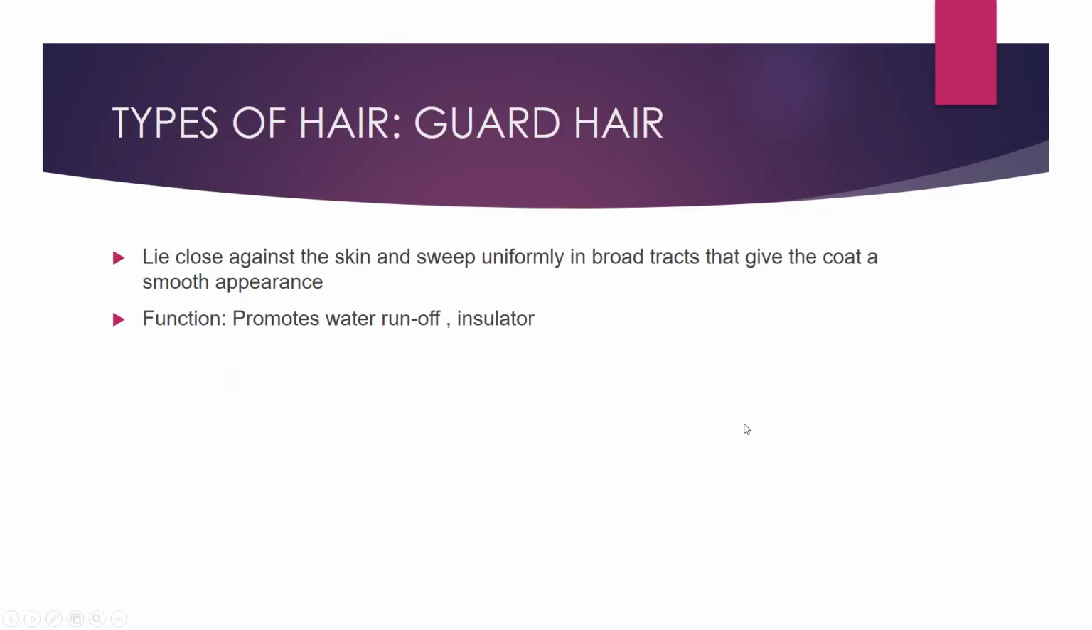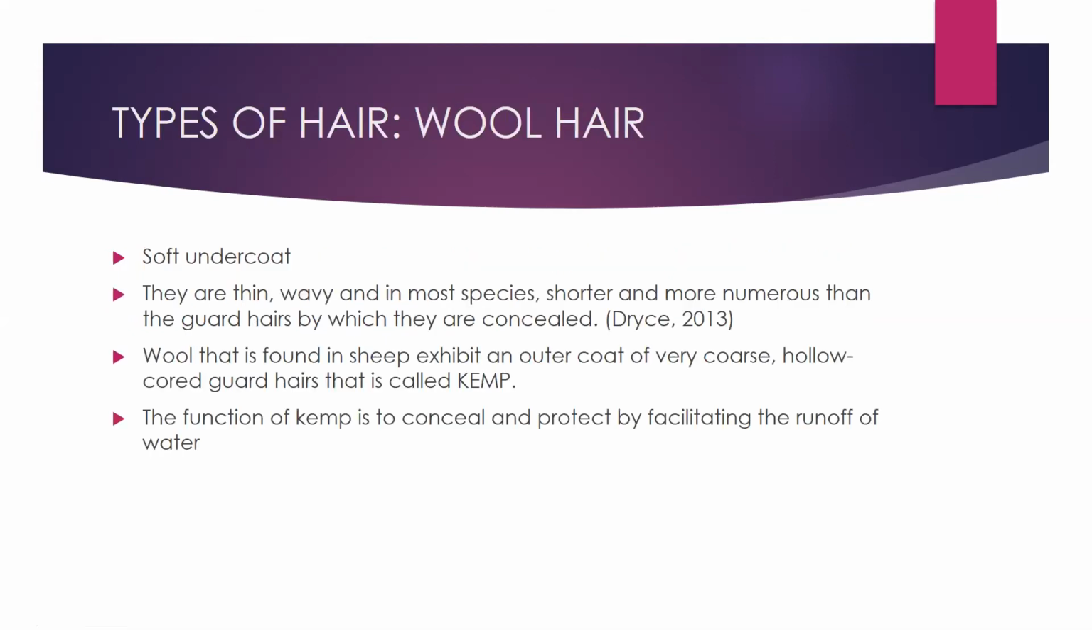Types of hair: we have the guard hair, which lies close against the skin and sweeps uniformly in broad tracts that give the coat a smooth appearance. It promotes water runoff and insulation. Our beloved Labradors have these. Wool hair is a soft undercoat, and they are thin, wavy, and in most species shorter and more numerous than the guard hairs by which they are concealed. This is according to Trice and Wensing.